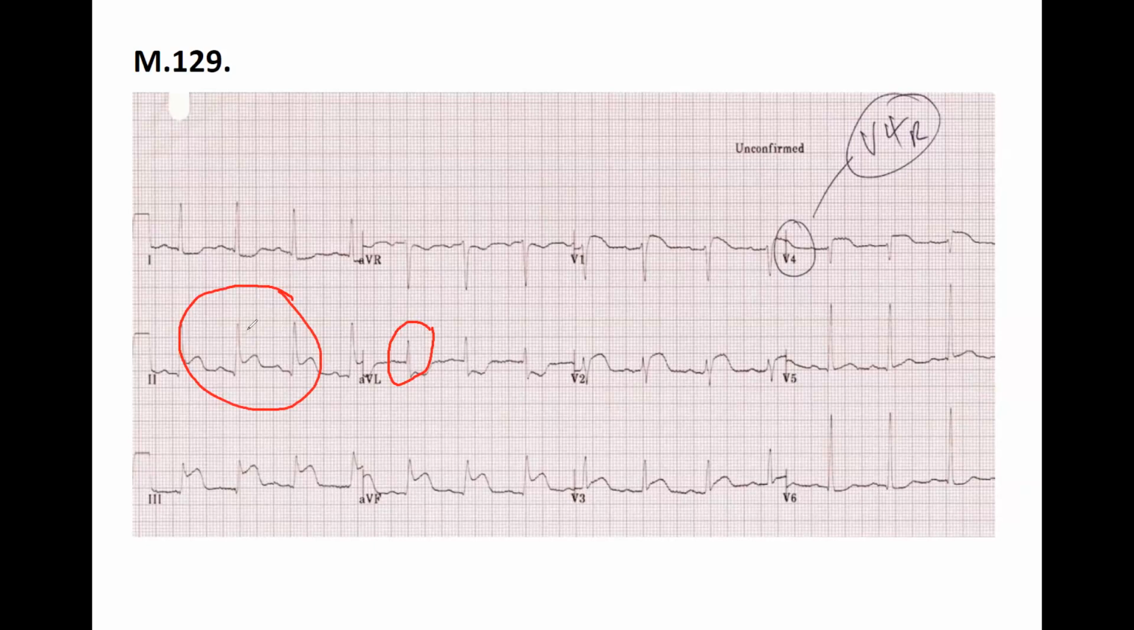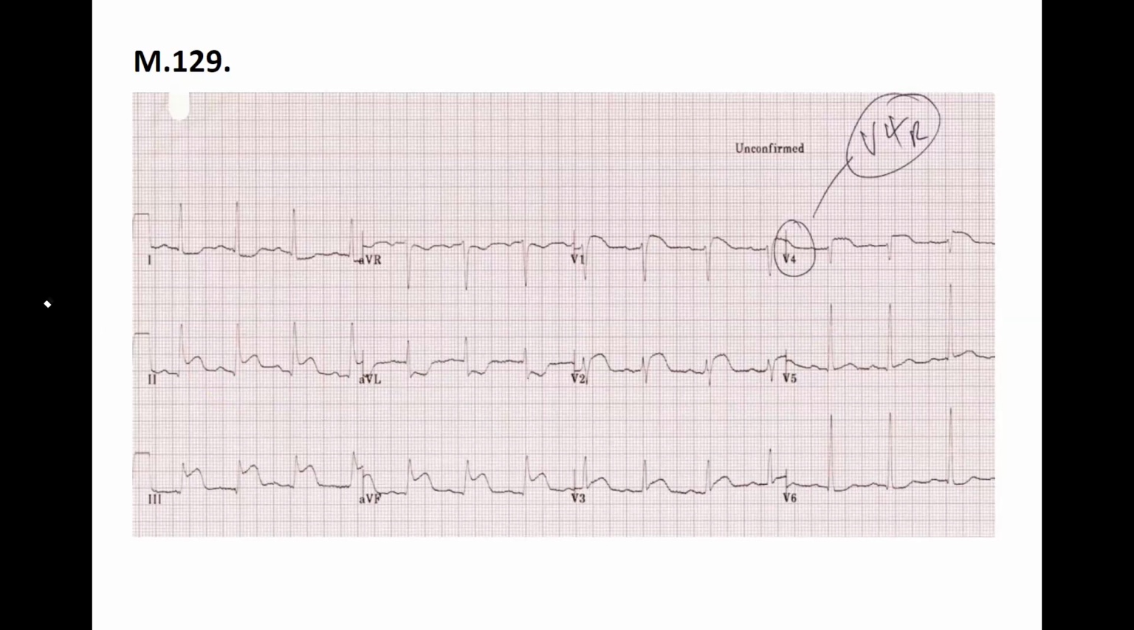From what I could tell, every P wave is followed by a QRS, and the QRS is narrow, I think. What about the width of the QRS? Maybe it's a bit wider. 1, 2, 3, 4, 5. It's okay. It's 0.2. No, it's not wide. Yeah, so it's normal.